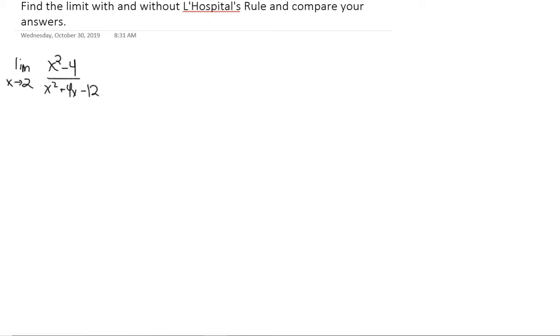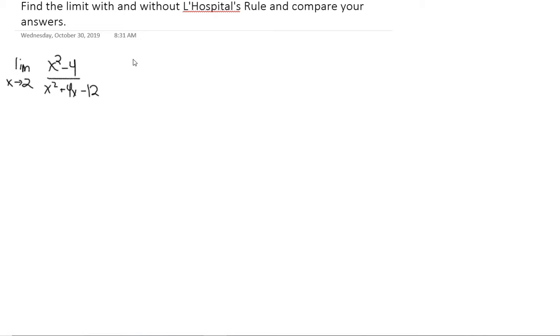So the first question is going to be: find the limit with and without L'Hopital's rule and compare your answers. There's a way to do this just algebraically, and then there's a way to do this with the calculus. And so we're going to do both ways and compare the answers. So let's just take the limit first, because after all, L'Hopital's rule is just taking limits. So let's take the limit.